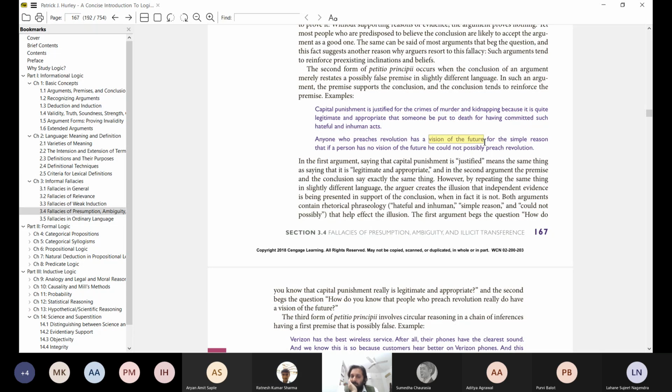I see. So essentially you're denying that these are actually contrapositives. You're denying that "anyone who preaches revolution has a vision for the future" is the contrapositive of "if a person has no vision of the future, he could not possibly preach revolution." Is that right?